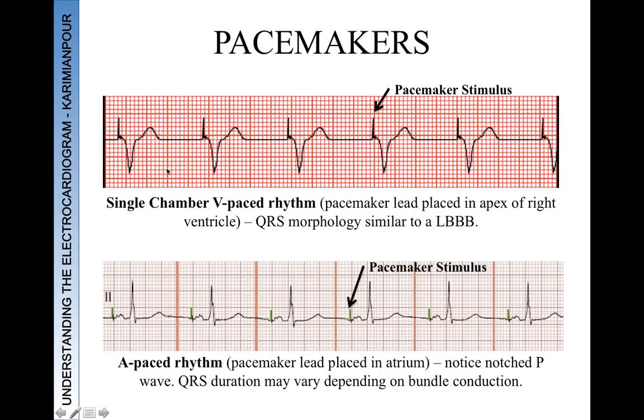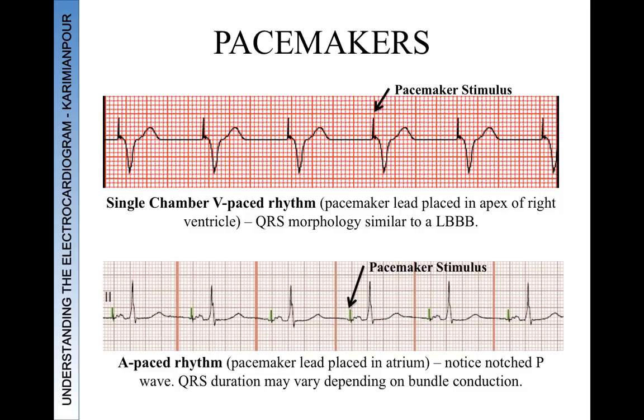So this is a rhythm strip where you have a pacemaker stimulus immediately followed by a wide QRS complex. There's no P wave activity here that we see, so we know that this is a single chamber ventricularly paced rhythm. So the pacemaker lead is sitting at the apex of the right ventricle. So you'll see what looks to be, on a 12-lead ECG, a left bundle branch block pattern. Why? Because the pacemaker is pacing the right ventricle first, then the conduction travels more slowly towards the left side, as it would in a left bundle branch block.